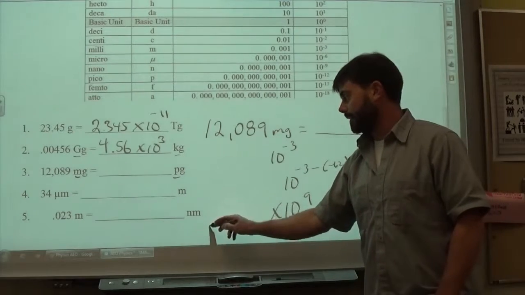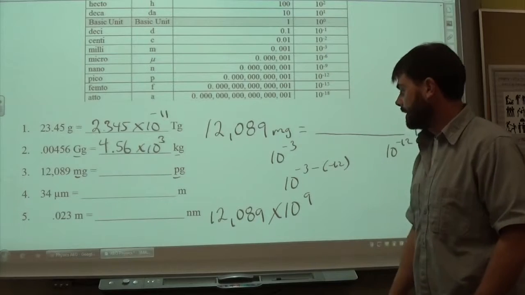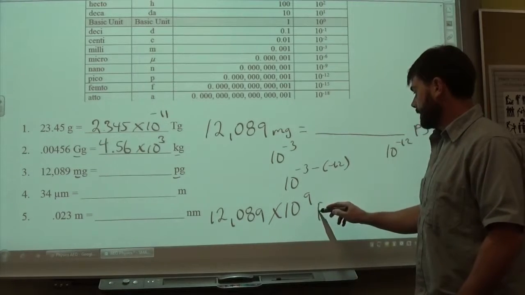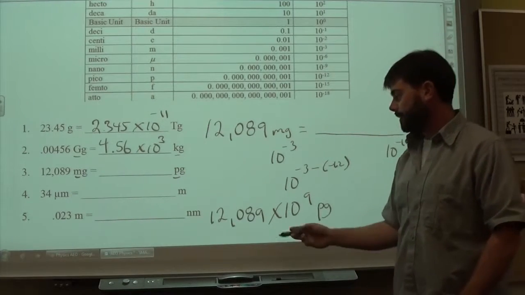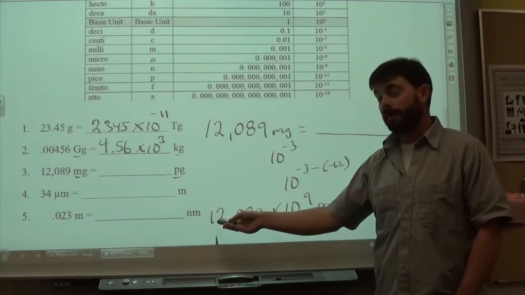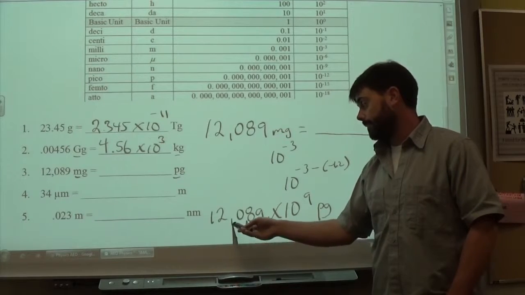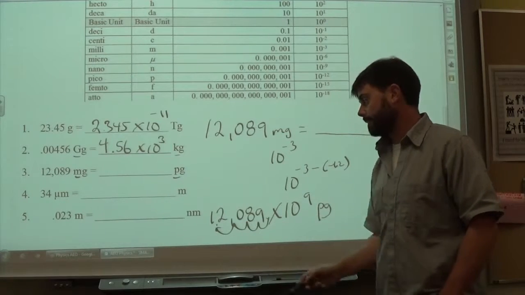I bring down the value, 12,089, and this is picograms. Now remember, the decimal right now is here at the end of the 9. We want it in between the 1 and the 2. So I need to move it back 1, 2, 3, 4 places to the left.